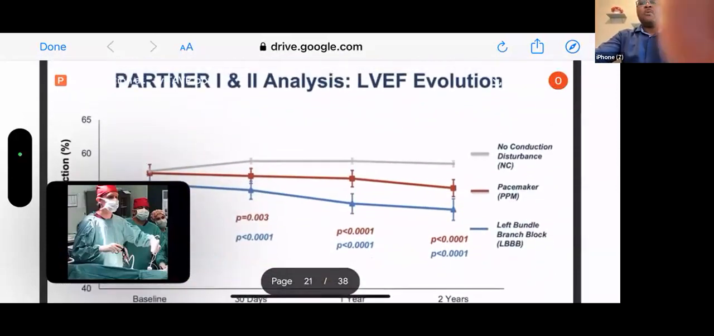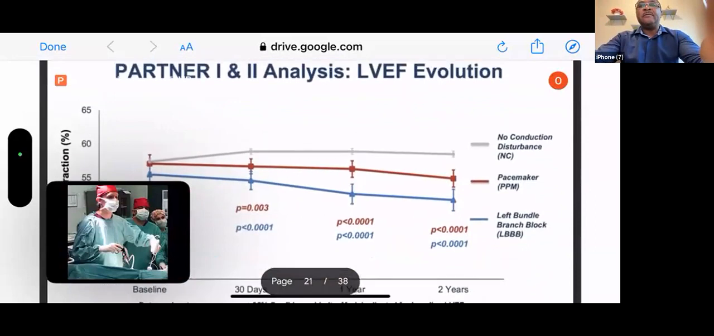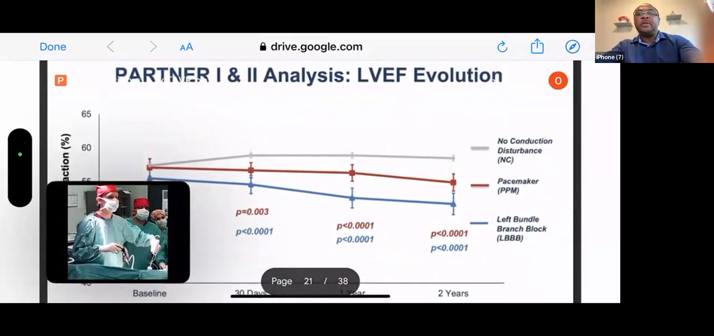Combining the PARTNER 1 and PARTNER 2 analysis for the left ventricular ejection fraction evolution, this showed that if a patient developed a new-onset left bundle branch block, their EF goes lower over time. And if they got a pacemaker, it also goes lower, but not as low as just having left bundle branch block without a pacemaker. So this is the argument that some people are making, that if a patient has left bundle branch block and the QRS is quite wide, we should put a pacemaker in them.